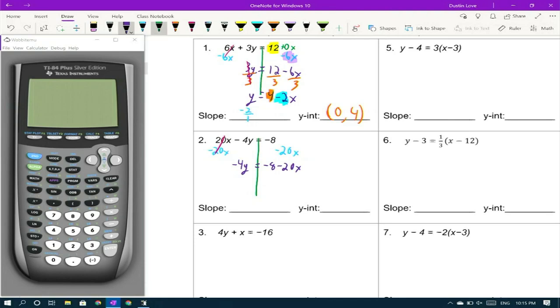Now, I am going to, in orange, divide by the coefficient of y, divide everything by negative 4, and then that leaves me with y equals, forgot to tell you those canceled out, negative 8 divided by negative 4 is positive 2. Negative 20 divided by negative 4 is positive 5, so plus 5x. So my slope, number in front of x, coefficient of x, is 5 over 1. Y-intercept is the constant, so it's (0, 2).